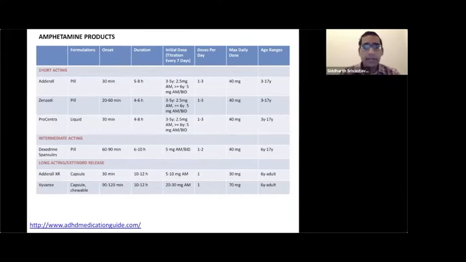Intermediate acting products include Dexedrine Spansules, which come in a capsule form. It kicks in 1 to 2 hours and lasts 6 to 10 hours. It's given once to twice per day. Long-acting products include Adderall XR and Vyvanse. Adderall XR comes as a capsule that you can open up and sprinkle onto food. Vyvanse comes as a capsule and a chewable version too. Adderall XR takes 30 minutes to kick in and lasts 10 to 12 hours. Vyvanse takes longer to kick in and lasts a similar amount of time. Both are given once a day.